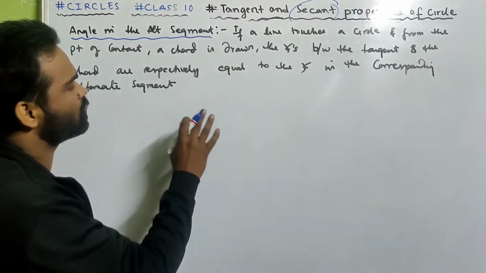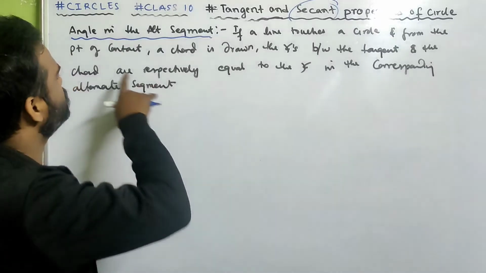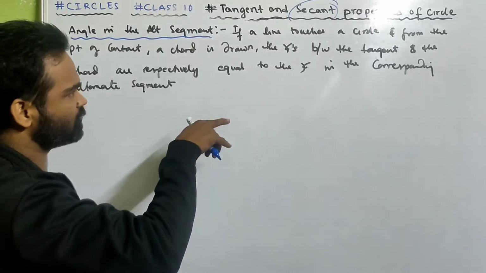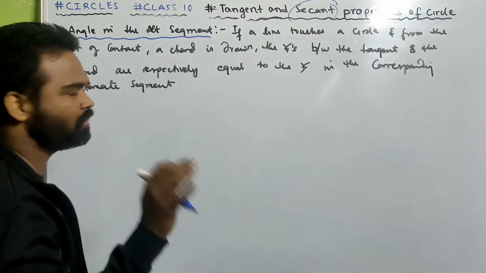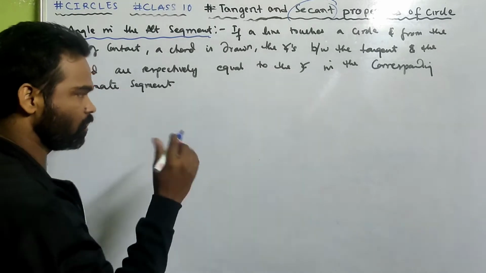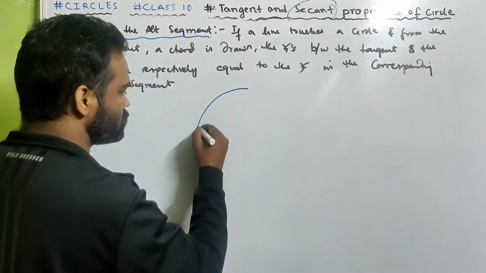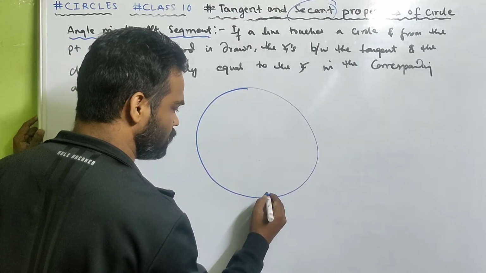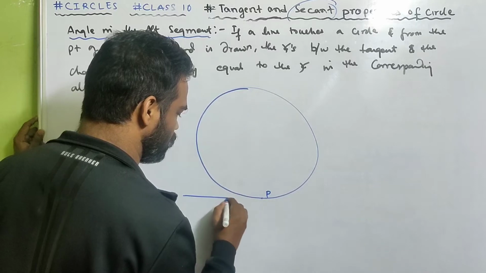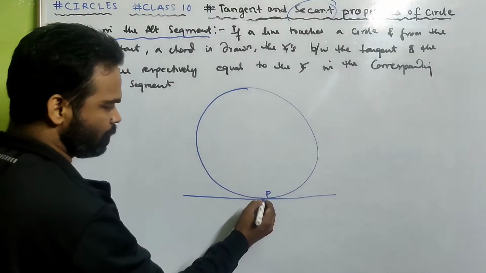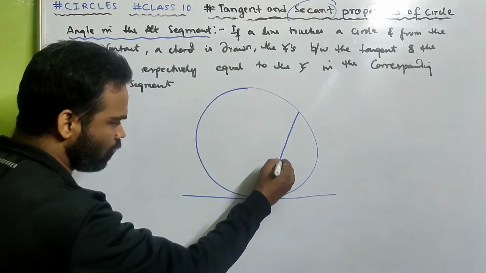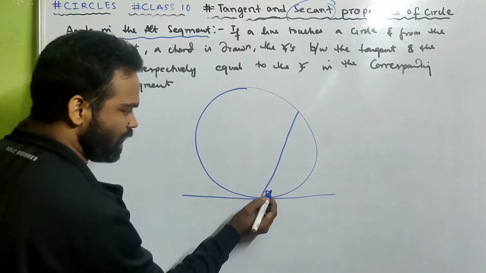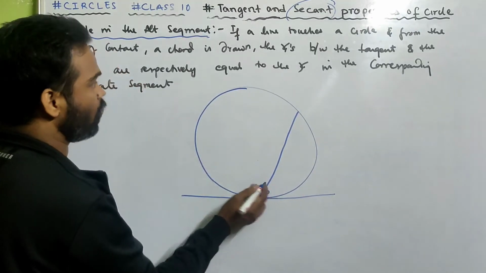Angle in the alternate segment. If a line touches a circle and from the point of contact a chord is drawn, the angles between the tangent and the chord are respectively equal to the angles in the corresponding alternate segment. Look, we'll draw and then you will understand. Suppose we have a circle like this. There is a point P and we draw a tangent. From the point P, we draw a chord.